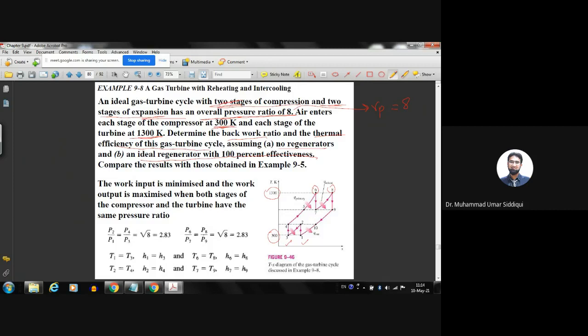First of all, let's determine the individual pressure ratio. We have one compressor here, P2 by P1, and the other compressor P4 by P3. So P2 by P1 should be equal to P4 by P3, which is equal to the overall pressure ratio power 1 by N. Since we have 2 stages of compression, 1 by N will be 1 by 2, so that will be 8 under root, which is 2.83. This is for the case of the compression. For the turbine, P6 by P7 should be equal to P8 by P9, which is again 8 under root, so that's 2.83. Is this step clear or not?